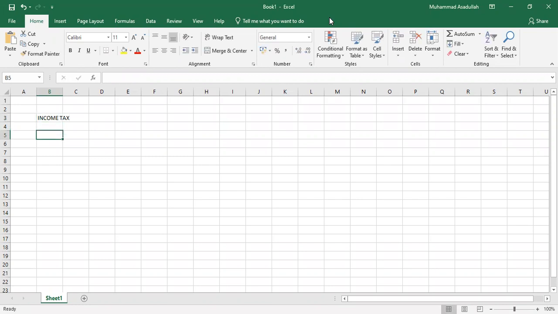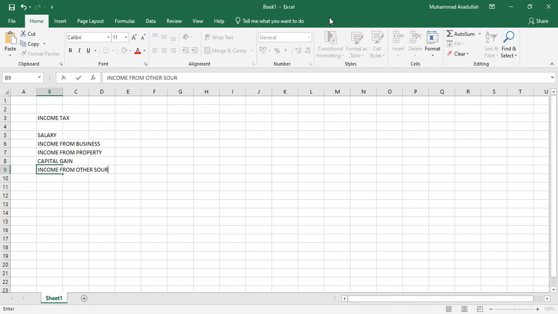As we know, there are five heads of accounts under the Income Tax Ordinance 2001. The first one is salary. The second one is income from business. Under income from business, we may differentiate two sub-heads of account: income from speculation business and income from trading business. The third one is income from property. The fourth one is capital gain. And the last one is income from other sources.